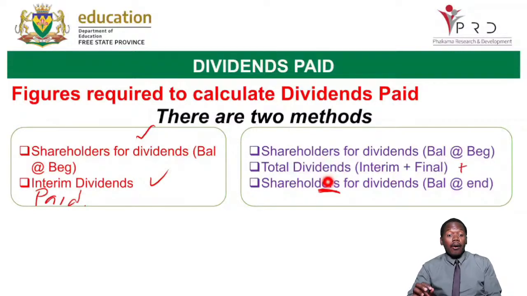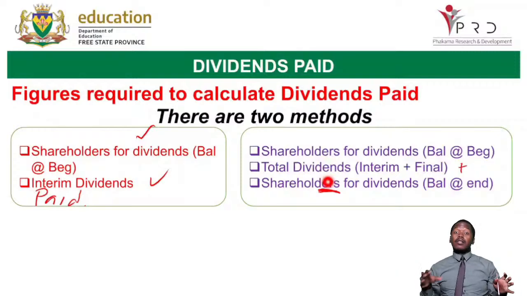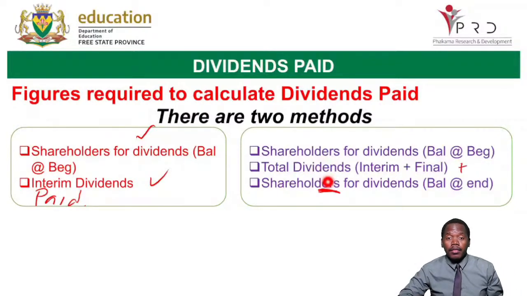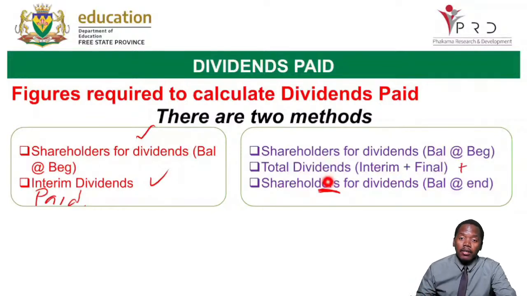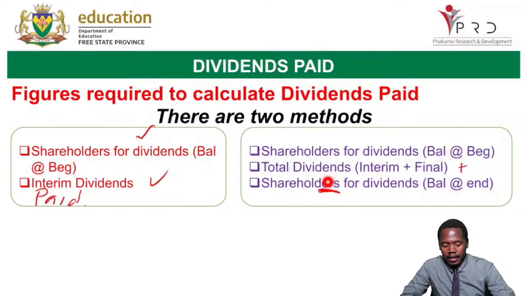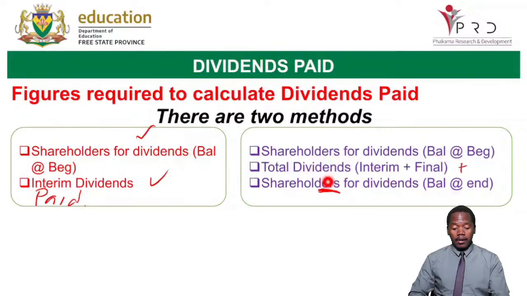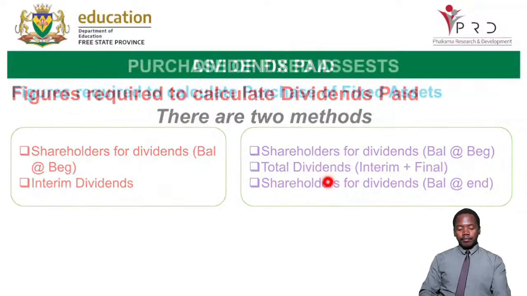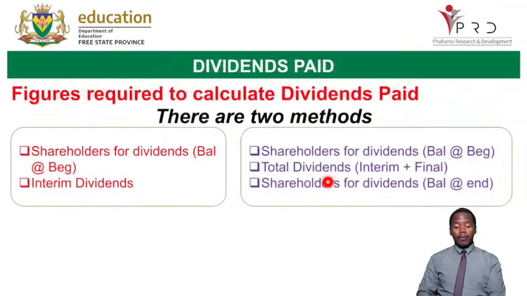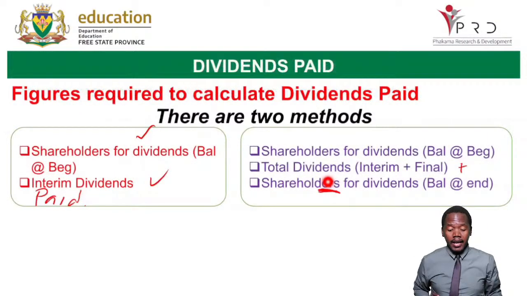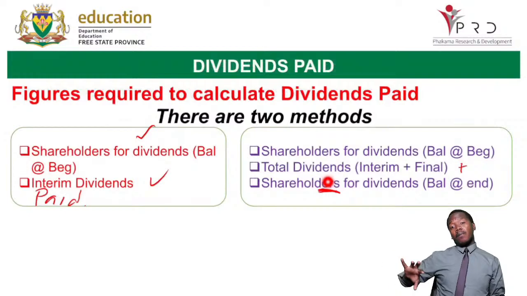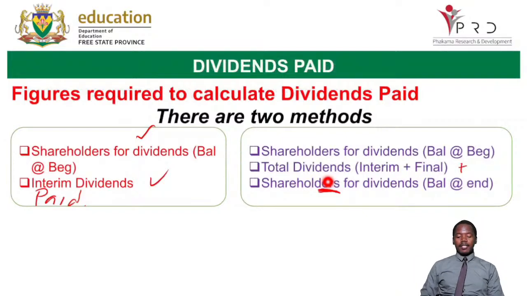Okay, so for you to choose which method to use, it will depend on the information given to you. With certain information, it will be very difficult for you to use a certain method compared to another method. Now let us move on and look at the next item. We are now done with our operating activities. We can now step off operating activities and how those figures are calculated. And then we are now moving to our investing activities.